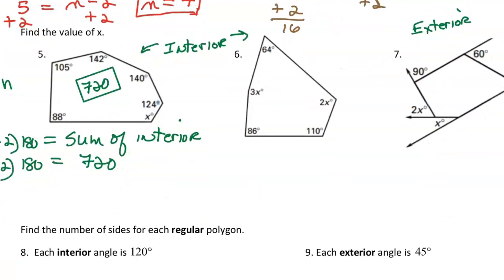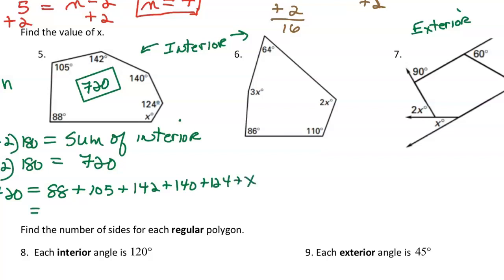Okay, so now get your equation. 720 is going to equal, start adding up the angles: 88 plus 105 plus 142 plus 140 plus 124 plus x. What is that? Well, let's add them all up. When I add them up in my calculator, I'm getting 599. So the numbers add up to 599, plus we have an x. 720 equals 599 plus x.